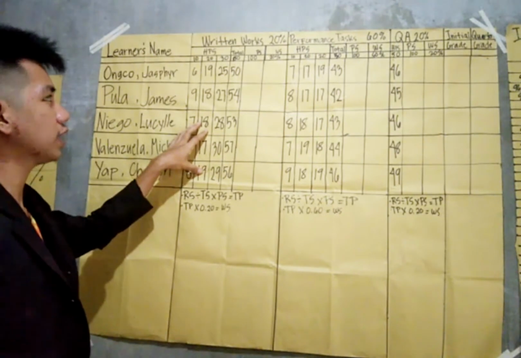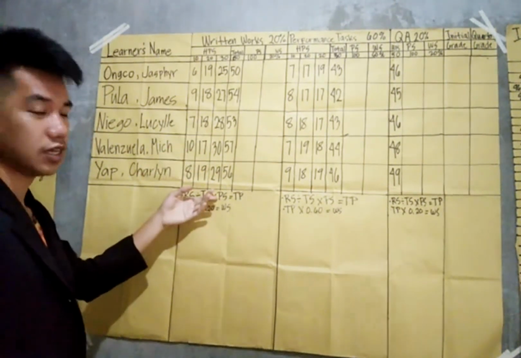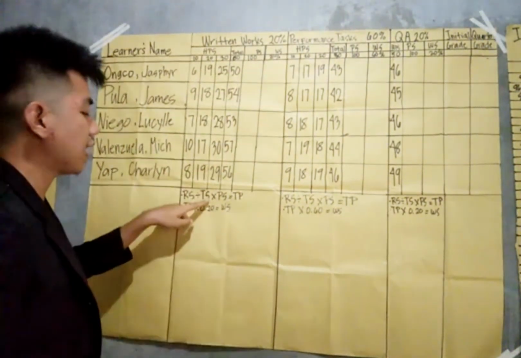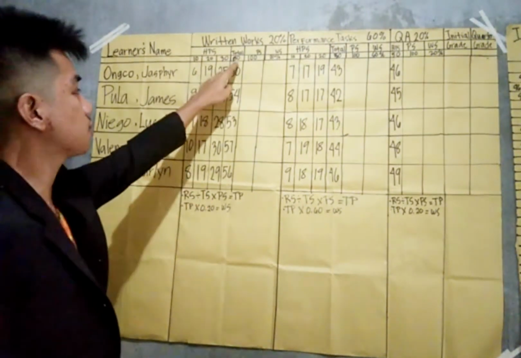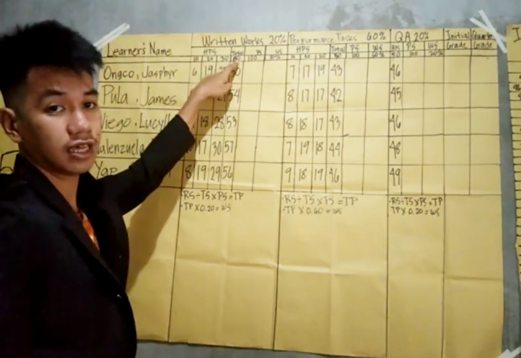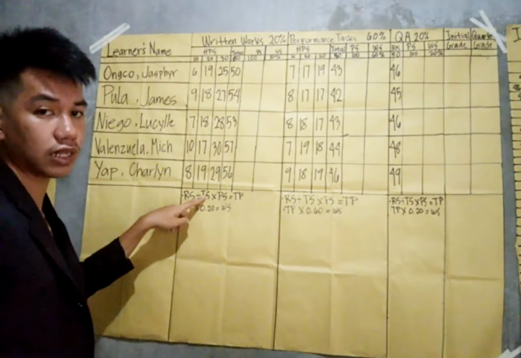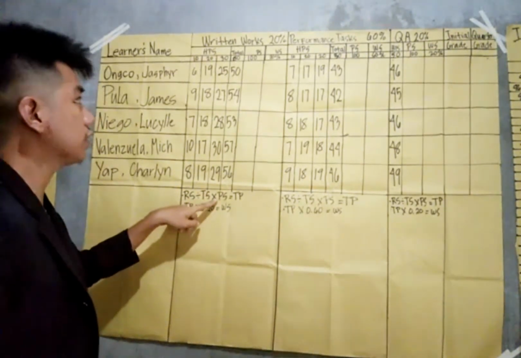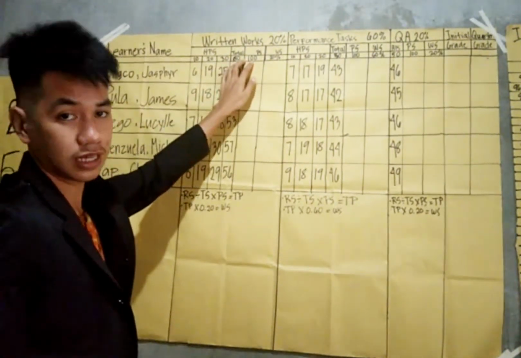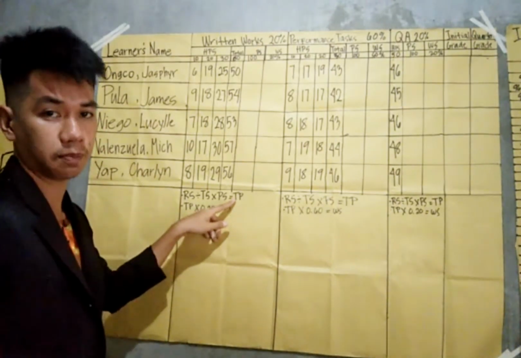So in order for me to get your percentage score, we have a formula. Here is your raw score. Raw score will be divided by the total score or the highest possible score. So the total score here in my quizzes is 60. So raw score will be divided by the total score of 60, then multiplied by 100, the percentage score, equals the total percentage.